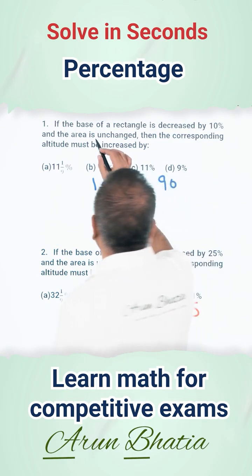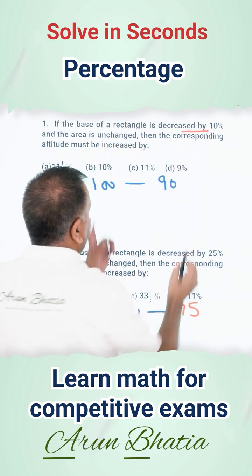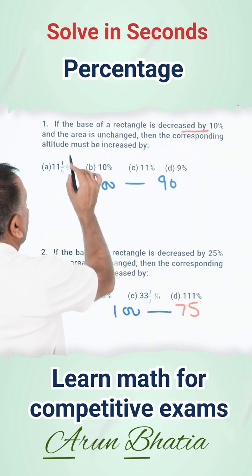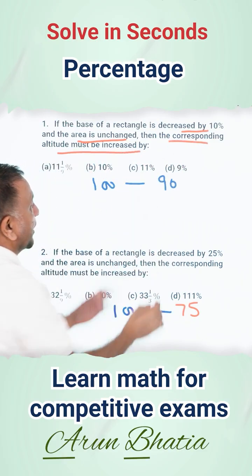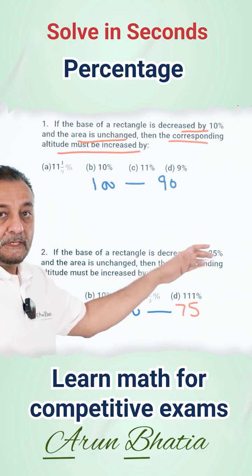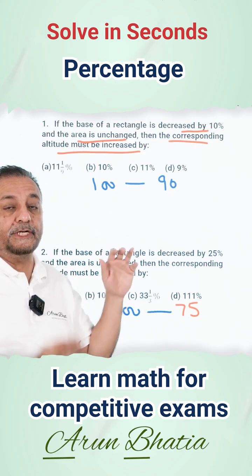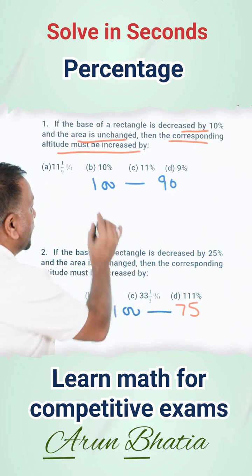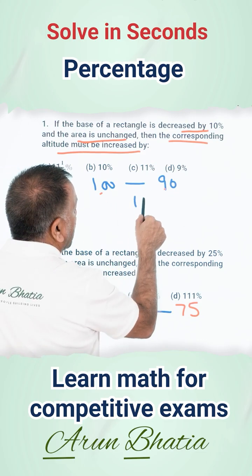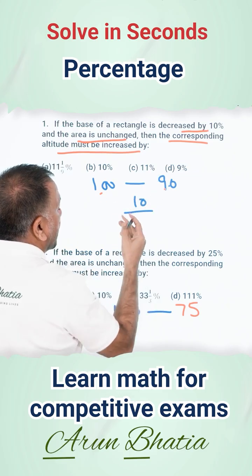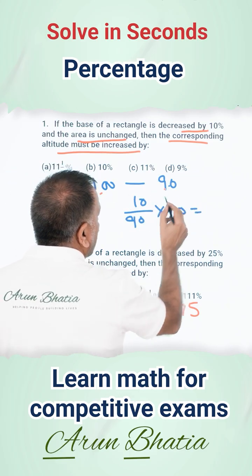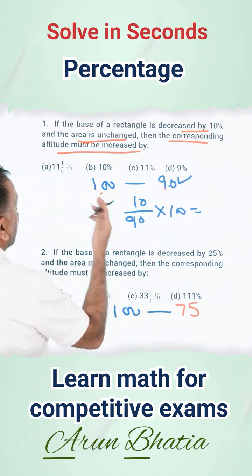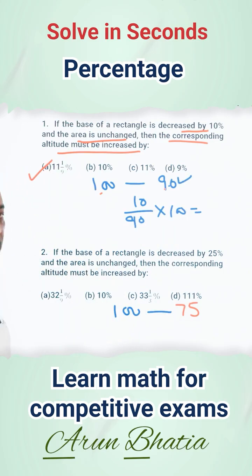Look here. The base of a rectangle is decreased by 10%. 100 will remain 90. The area remains unchanged, so the other side can be increased by how much? If one side is reduced by 10%, the other side should be increased so that the area remains the same. So how much is the difference? 10. We have to increase it again to get back to 100 into 100. Difference upon 90 into 100 comes out to be 11 1 by 9.